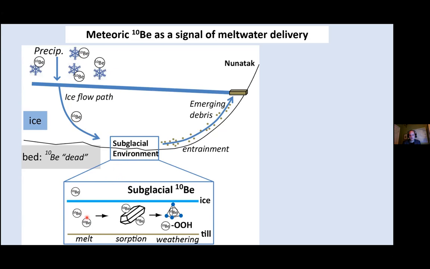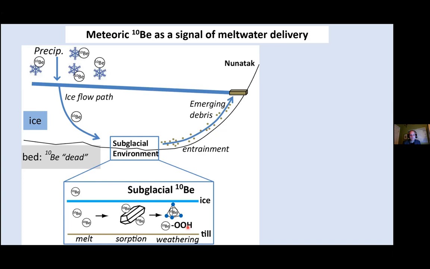It doesn't like to stay floating about in liquids. So if the mineral is unweathered, we would expect the beryllium to be sorbed to the surface. But as the minerals weather, beryllium can be incorporated in silica sites and clays, or as an oxyhydroxide or as an oxide.